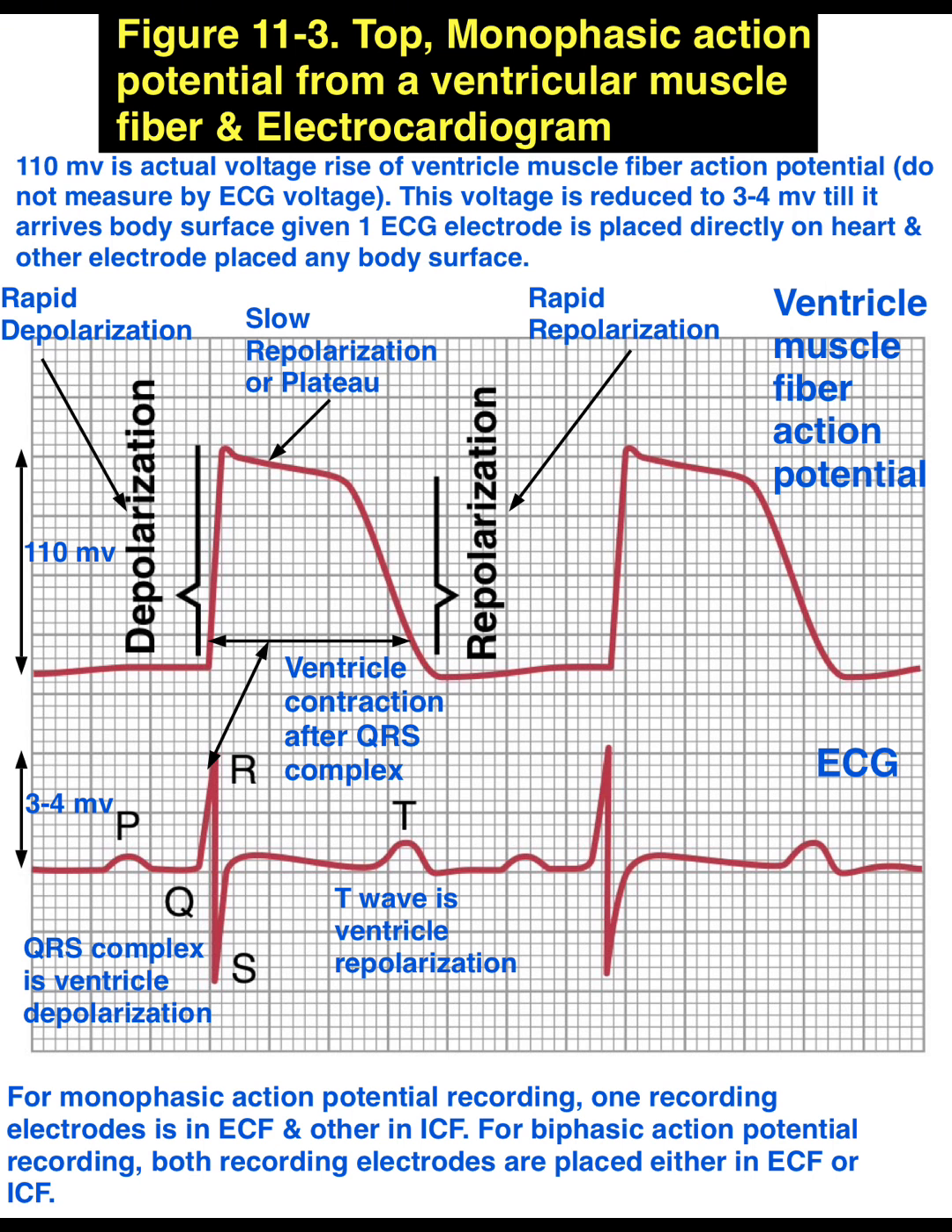Let us explain what a monophasic action potential is. For monophasic action potential recording, one recording electrode is in ECF or extracellular fluid and the other is in ICF or intracellular fluid. For biphasic action potential, both recording electrodes are placed in either ECF or ICF.